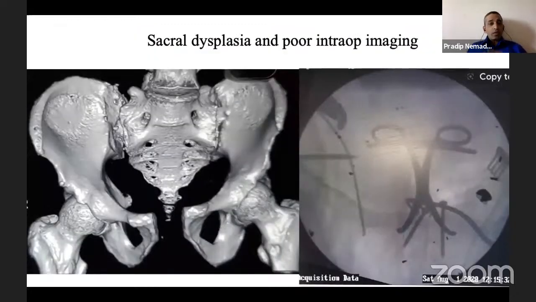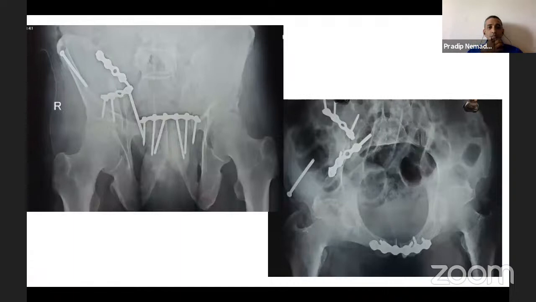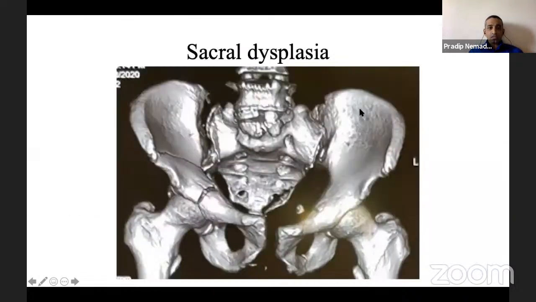This is one of the cases where we have sacral dysplasia. Dr. Trikha spoke about it. In sacral dysplasia, putting the iliosacral screw becomes very difficult, and it was compounded by the poor imaging here. The contrast quality was not that good, and in that case, I had to resort to plating. Plate number one: if you see the screw trajectory, it remains lateral to the sacral foramina and parallel to the SI joint, it goes down like that. And plate number two, the screws go posteriorly like that, and that's how it is fixed.